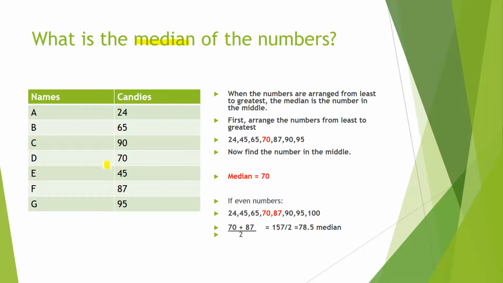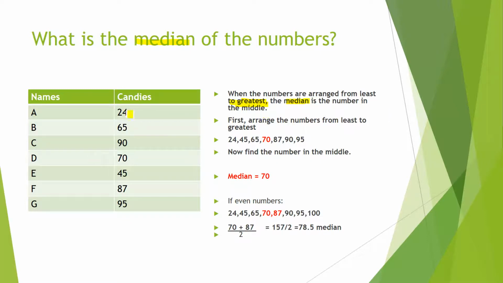Suppose this is a chart or a table. These are the names. Suppose A has 24 candies, B has 65 candies, C has 90 candies, and so on. First you have to arrange these numbers in ascending or descending order, and then find which number comes in the middle. That is called the median. When the numbers are arranged from least to greatest, the median is the number in the middle.